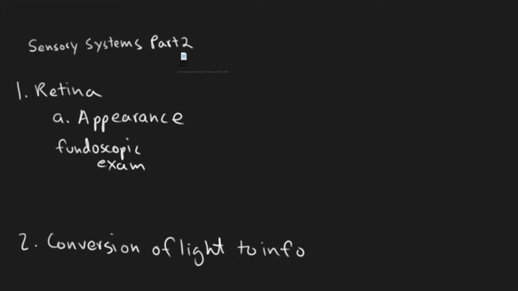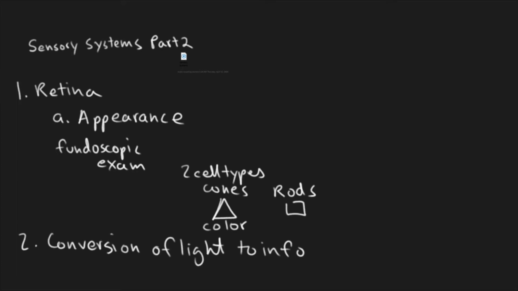So what we're going to focus on are the cells present in the retina, and there are 2 cell types. The first being the cones, and they're what allow us to see in color. And the next being the rods, and they're what allow us to see in black and white. So for this video, you're using your rods.